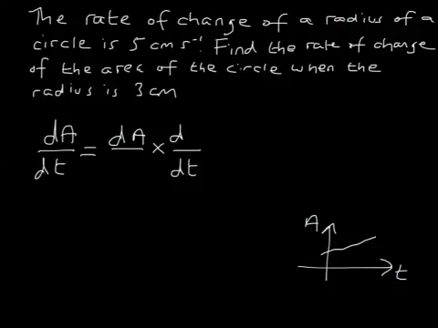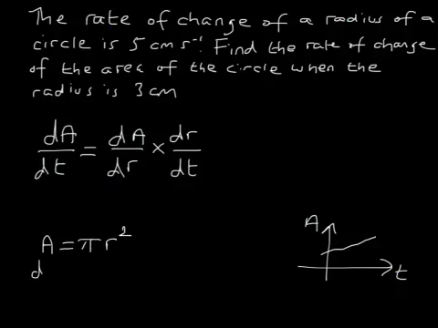So obviously we haven't used the r business yet. That's good, because now the first bit, the rate of change of the radius, that's this bit here, that bit is 5. What we don't know yet is what dA by dr is. Can you think of a formula connecting the area and the radius of the circle? I'm sure you can. It's A equals pi r squared.